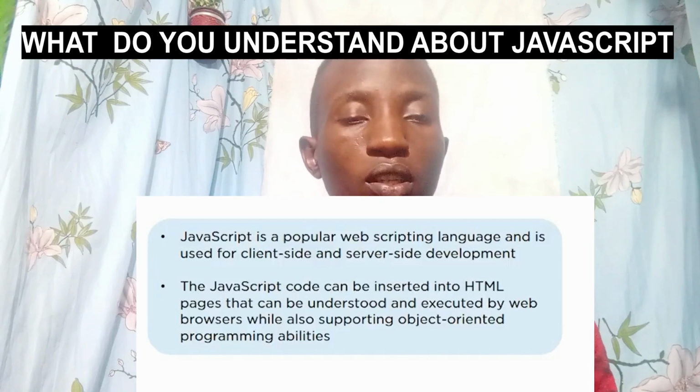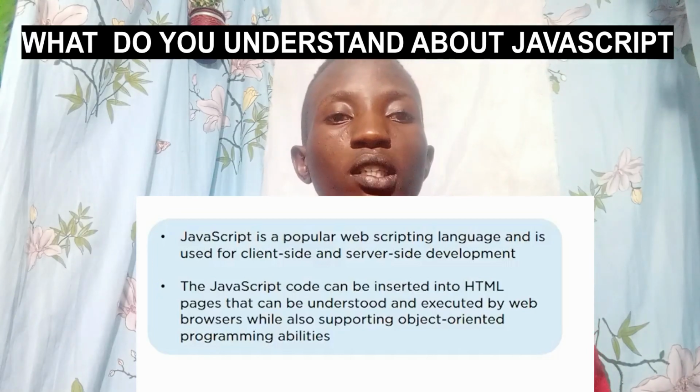So JavaScript helps HTML pages to be interactive so that they can take an action once a user maybe clicks on something or does a certain task on that thing. JavaScript helps to make that page interactive, in other words, responsive. JavaScript code can be inserted into HTML pages that can be read and understood by the browsers.